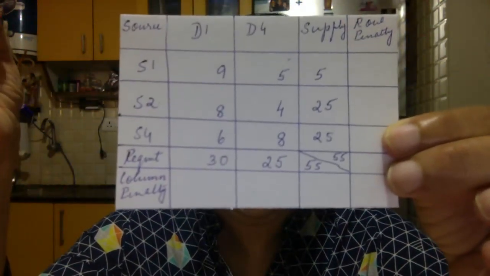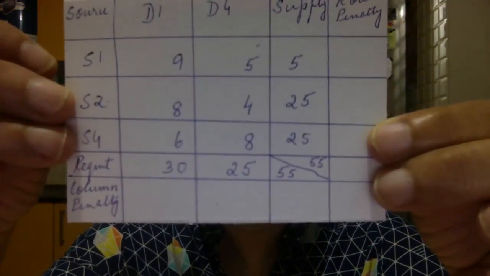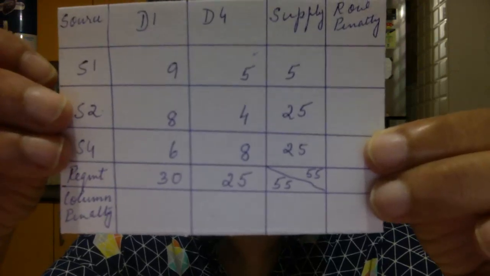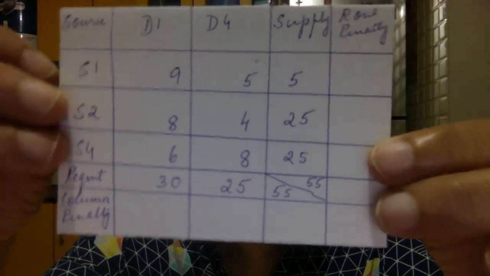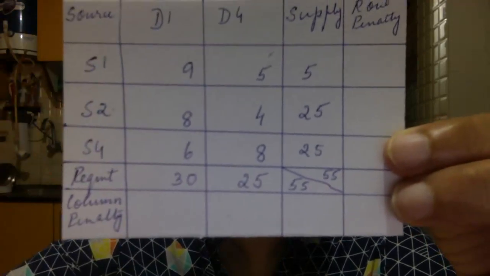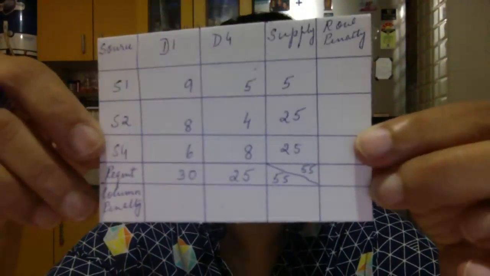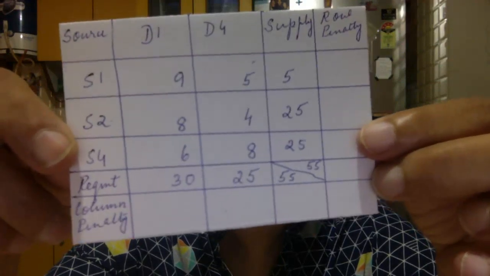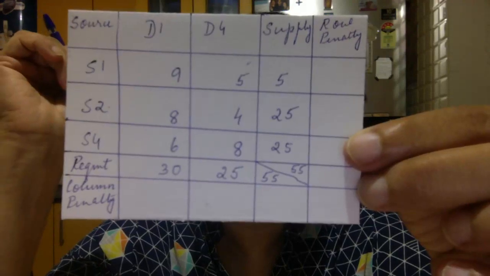I'll just check. D1 is there, so 9 8 6. D4 is there, 5 4 8. D3 has been eliminated. One second. Our matrix looks like this.